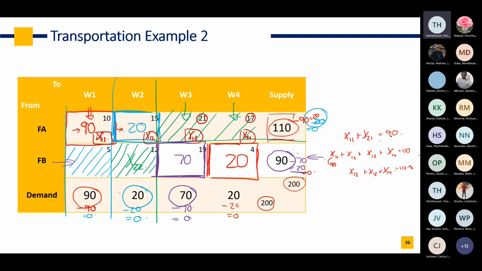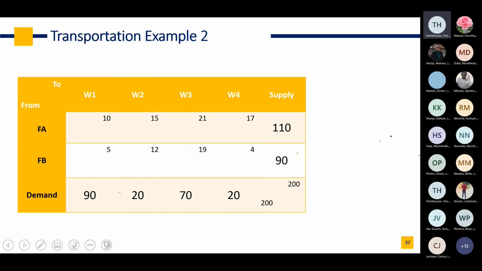So now we have a table. We have the first initial table. And let's just write this slightly neater. So we have that 90, we have that 20, we have that 70, and we have that 20. Now remember earlier I said you have to check the supply and the demand are equal to each other. Now, once you have values in here, you need to check that you have a correct number of them.